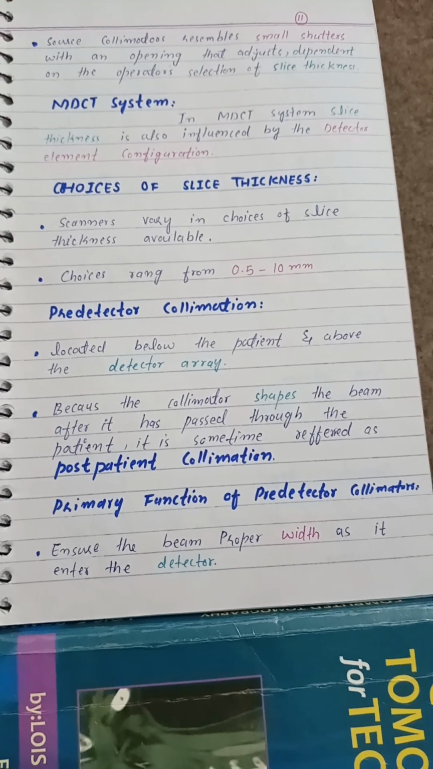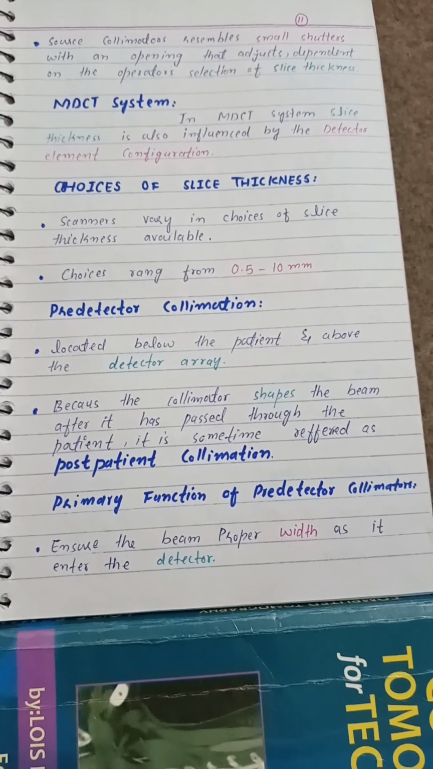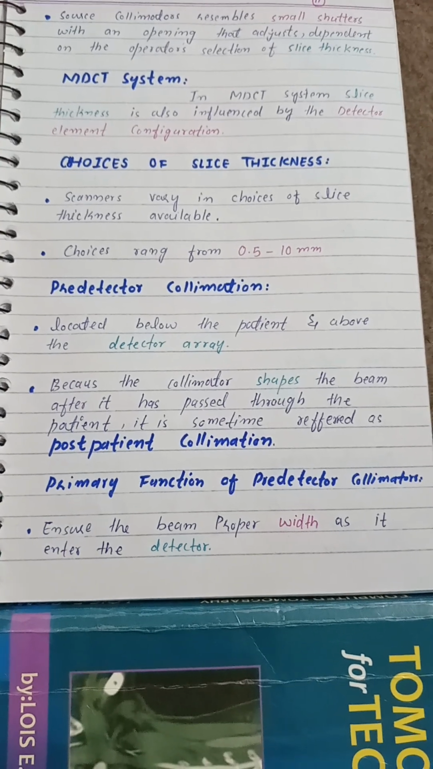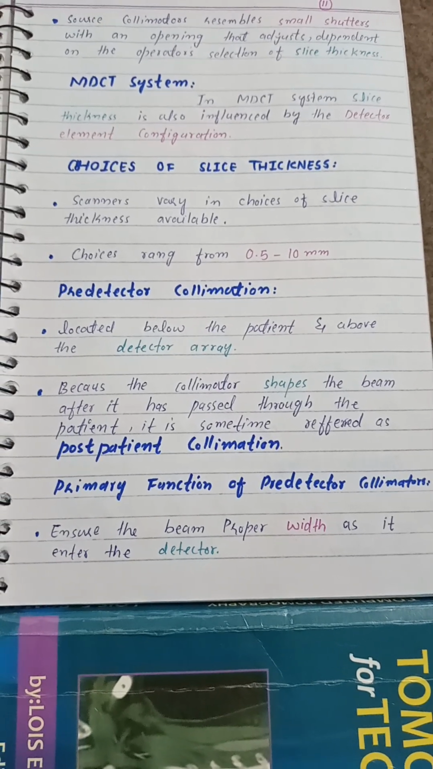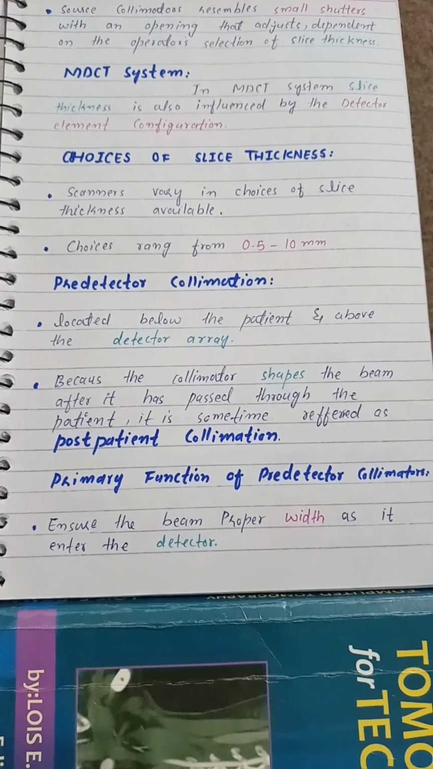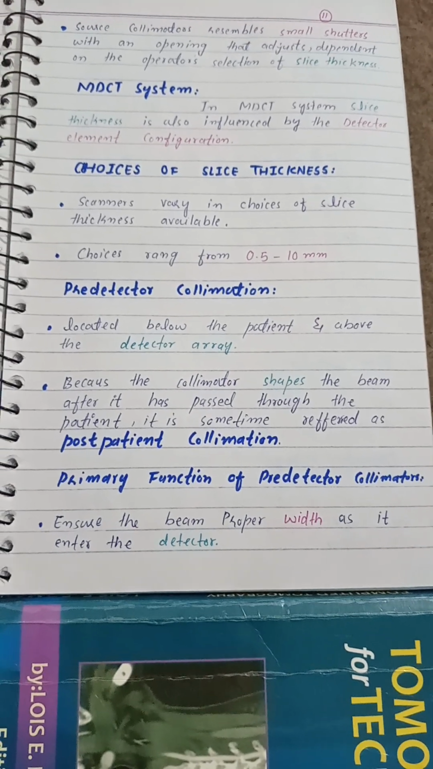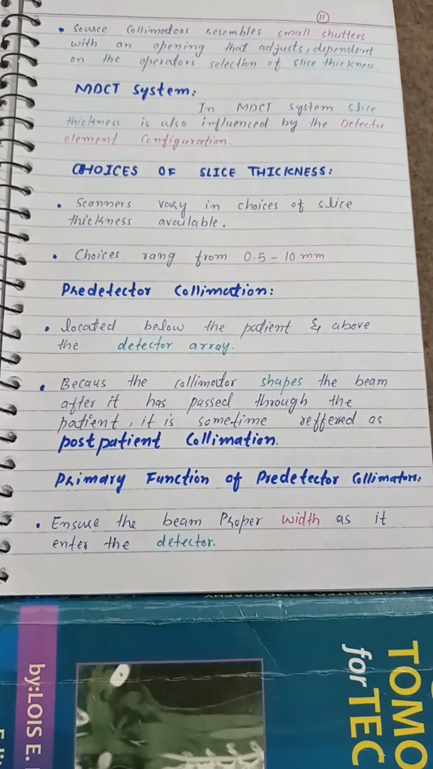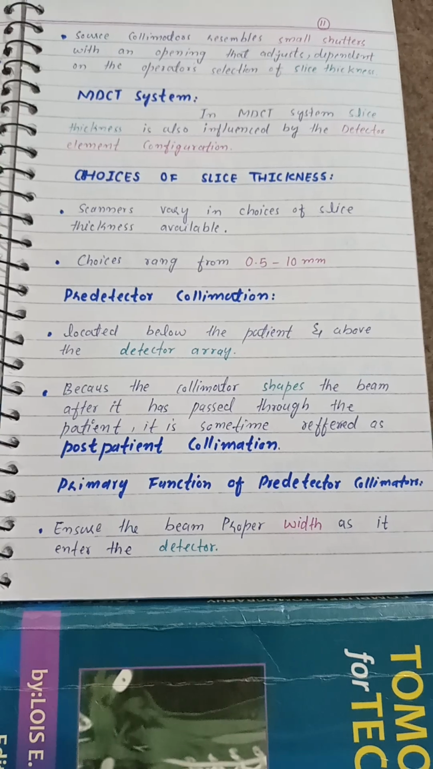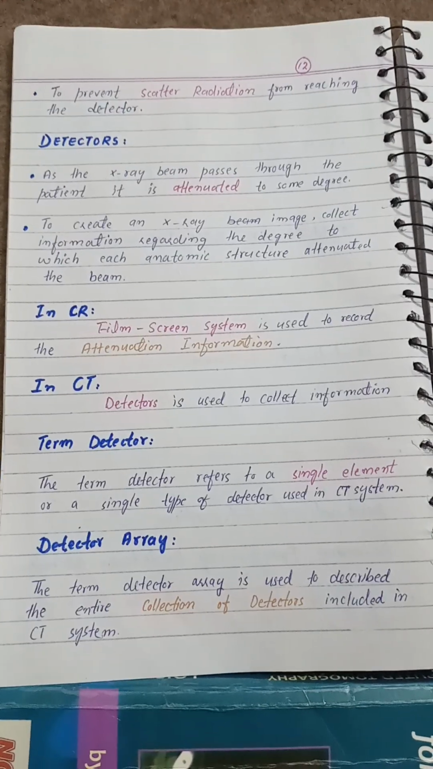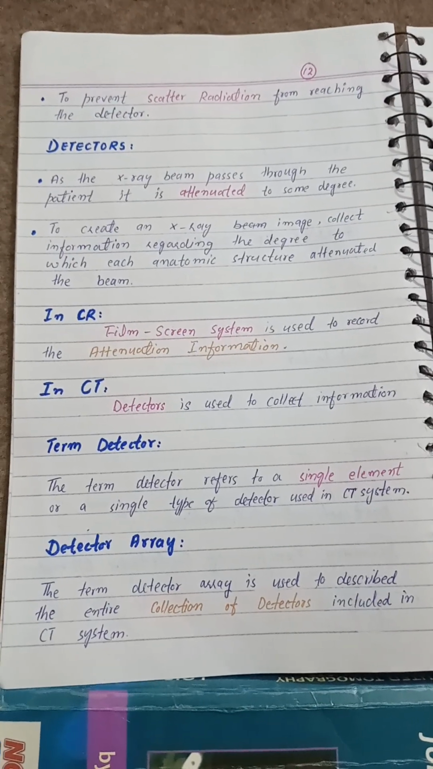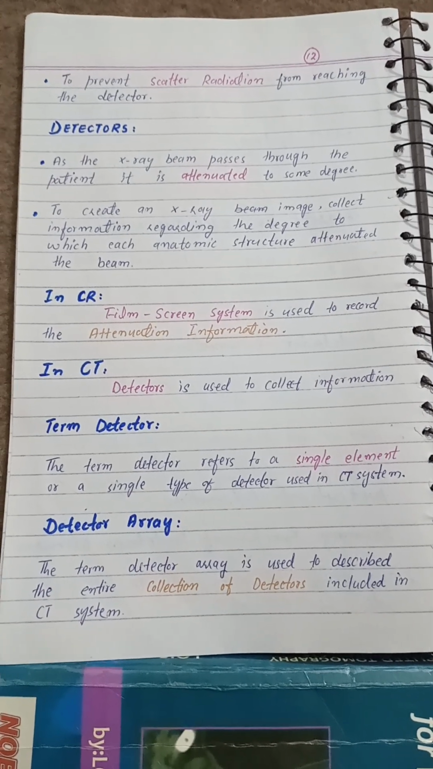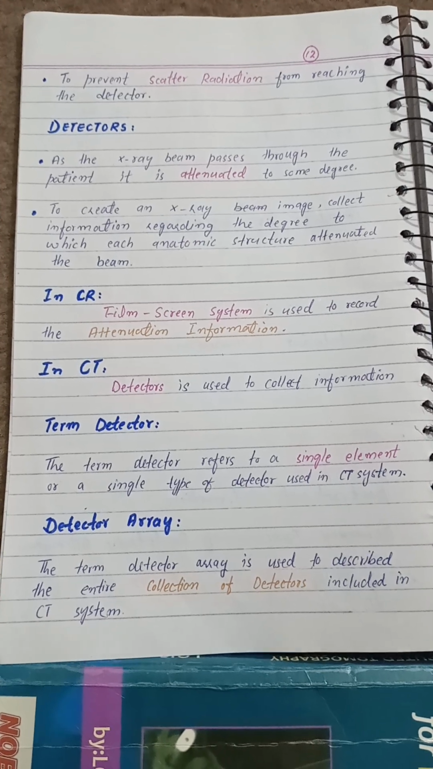Pre-detector collimation is located below the patient and above the detector array. Because the collimator shapes the beam after it has passed through the patient, it is sometimes referred to as post-patient collimation. The primary function of pre-detector collimators is to ensure the beam is the proper width as it enters the detector, and to prevent scatter radiation from reaching the detector.